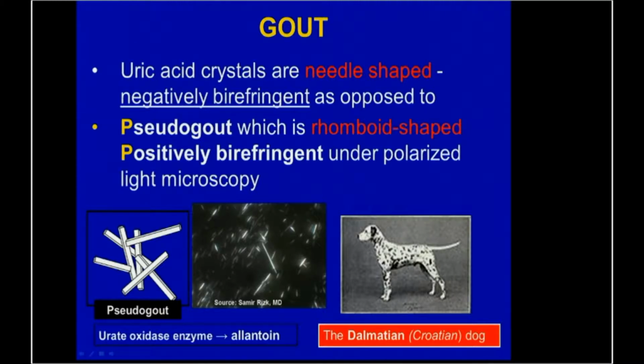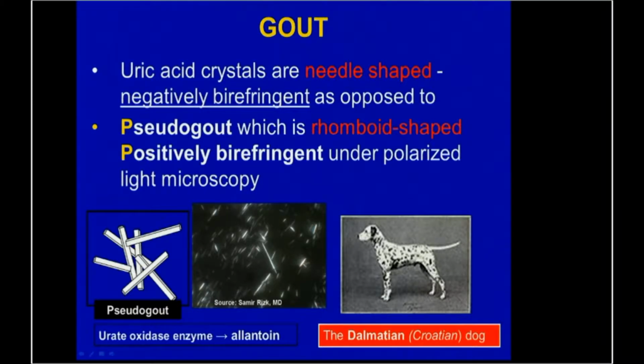Here is something that I want you to remember for the sake of the exam and for your practice. Uric acid, when it is precipitating, is going to be needle-shaped and negatively birefringent, as opposed to pseudogout, which is rhomboid-shaped and positively birefringent under polarized light microscopy. Both of them have to be visualized under polarized light microscopy. This is one of my patients with the needle-shaped, a very obvious needle-shaped sodium urate under polarized microscopy.